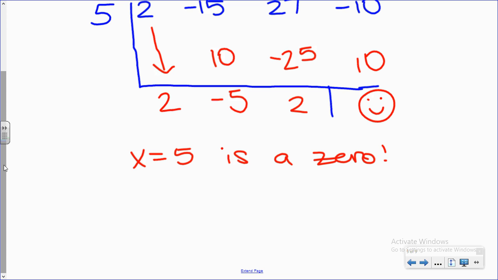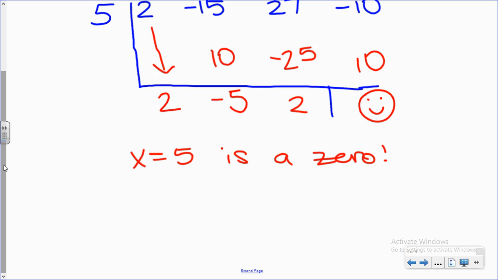Wait, how does that tell if it's a 0? Well, when we do synthetic division, whatever number's out here, the function value is the remainder. So at x equals 5, our function value is 0, which means it's a 0. It's an x-intercept.